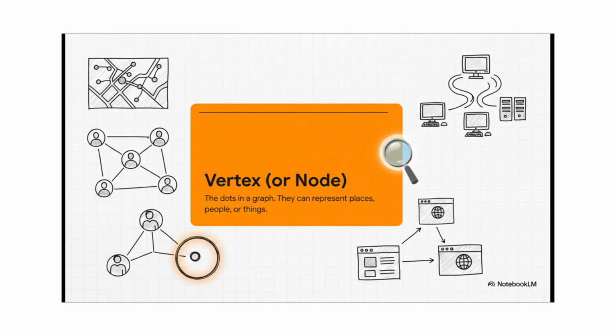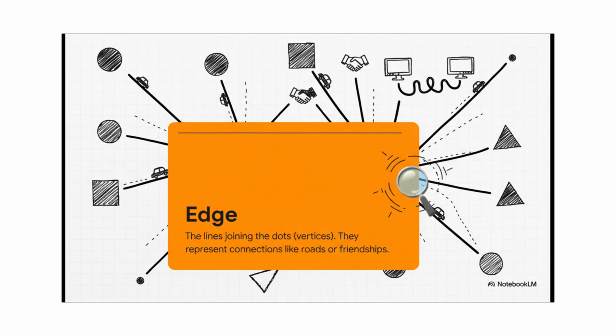But that little dot can represent pretty much anything. A city on a map, you on a social network, a computer, even a single web page. And ingredient number two? That's the edge. An edge is just a line that connects two of those dots, two vertices. And that line, that's the relationship. It could be the road between two cities, the friendship between two people, or the cable connecting two computers. Dots and lines. That's it. That's the whole shebang. That's a graph.